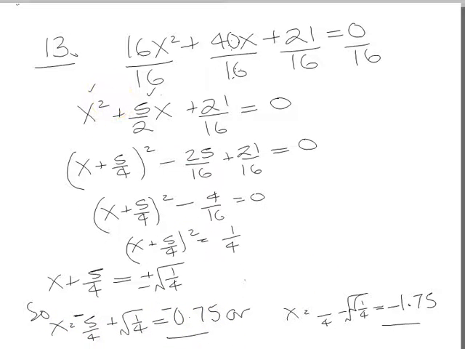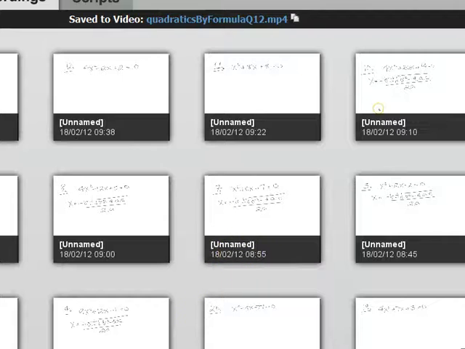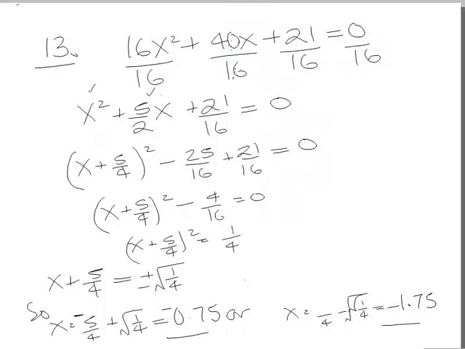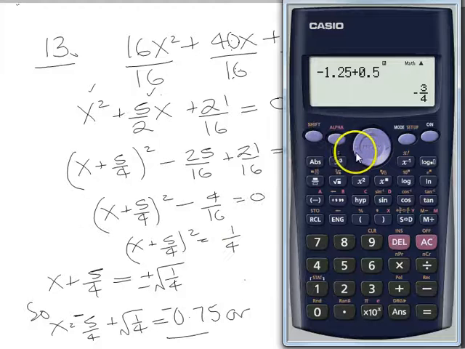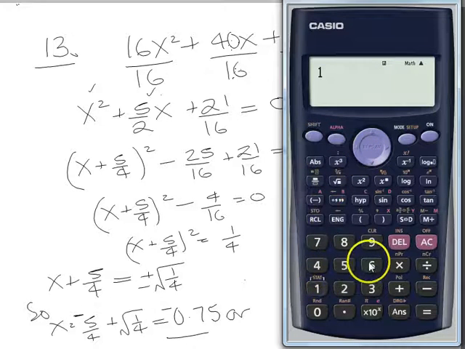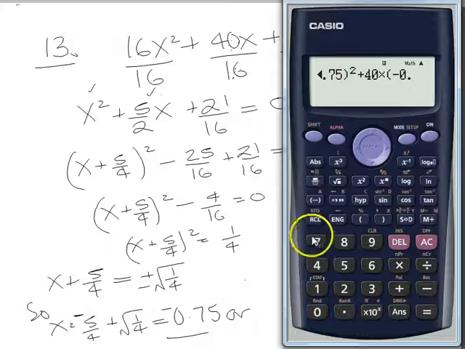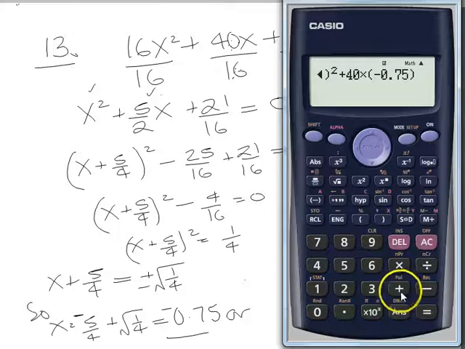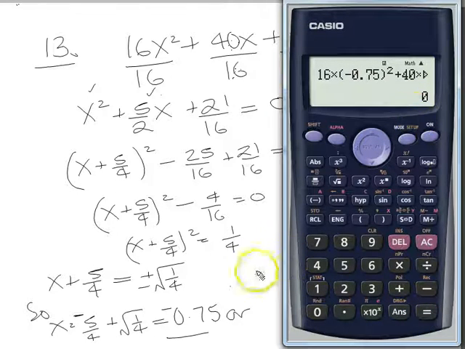So if we put that in the calculator, let's just do that quickly. What have we got then? We've got 16x squared: 16 times bracket minus 0.75 bracket squared, plus 40 times bracket minus 0.75 bracket, plus 21. And hopefully that works out as 0, which it does. Thank goodness for that, eh?